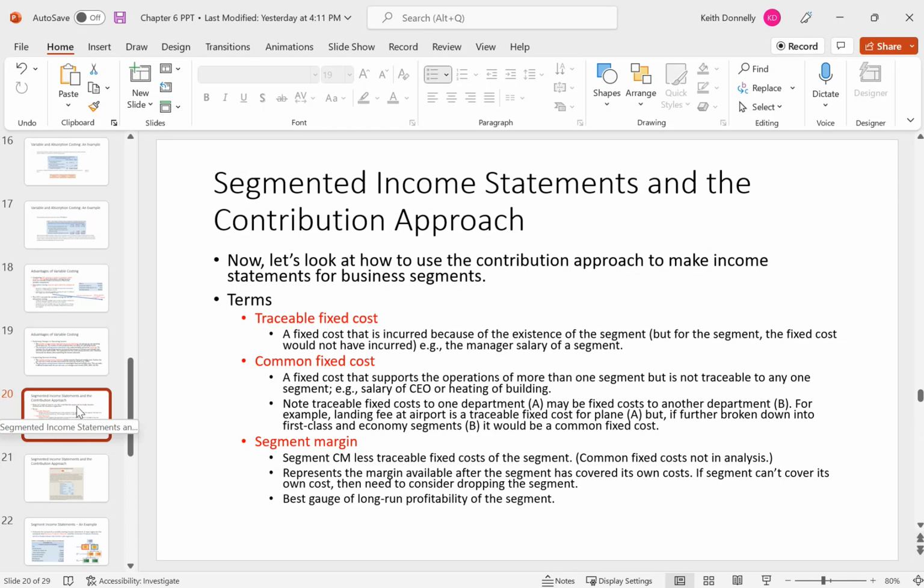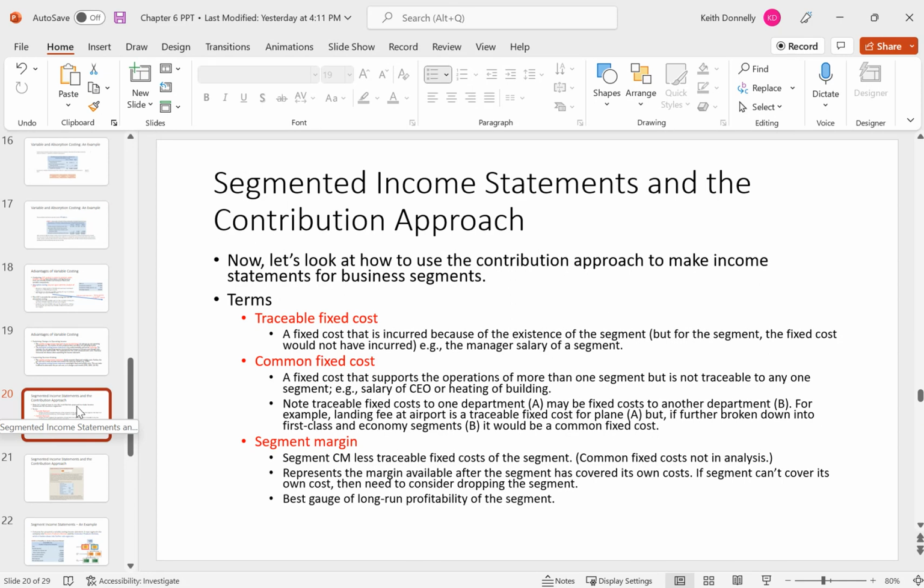A traceable fixed cost is a fixed cost that is incurred because of the existence of the segment. That is to say, but for the segment existing, we would not have incurred this fixed cost. Take the manager's salary of a segment, for example. Say you have a segment that sells t-shirts. But for that segment existing, we wouldn't have to pay that manager's salary. The only reason it exists is because we have that segment. So that's a traceable fixed cost to the segment.